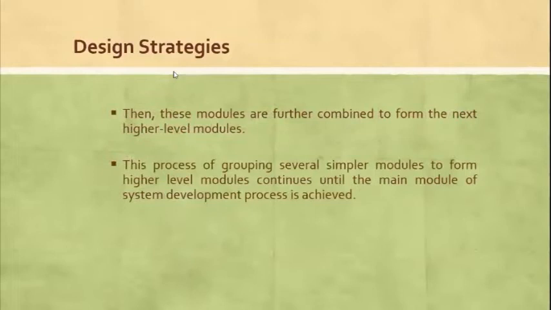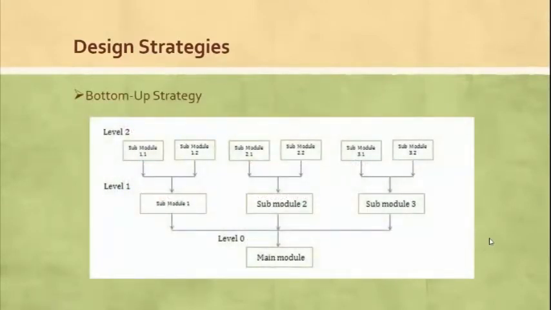Then, these modules are further combined to form the next higher level modules. So this process of grouping several simpler modules to form higher level modules continues until the main module of the system development process is achieved. This is an illustration of what the bottom-up strategy looks like. It starts with level 2 or the submodules 1.1, 1.2, 2.1, 2.2, 3.1, and 3.2, followed by level 1, submodules 1, 2, and 3, and the main module, which is level 0.